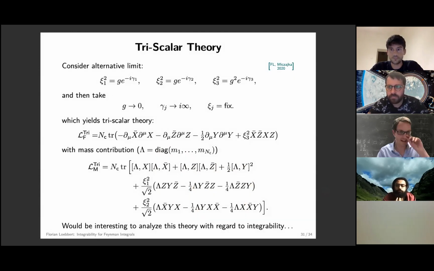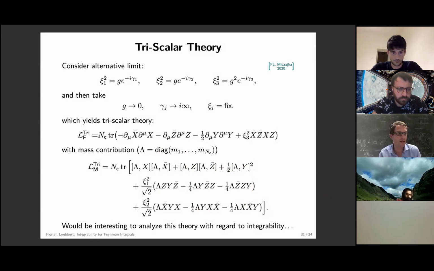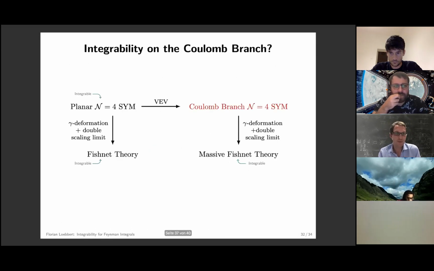And we haven't really analyzed this theory in more detail. We have just given it as an example that can be obtained as another double scaling limit, and it would be very interesting to see if this theory also has some integrability features, whether it gives rise to amplitudes or Feynman graphs which are Yangian invariant, or whether integrability can be seen in some other way. And if this is the case, then we would have a second example of such a limiting theory, which would be integrable.